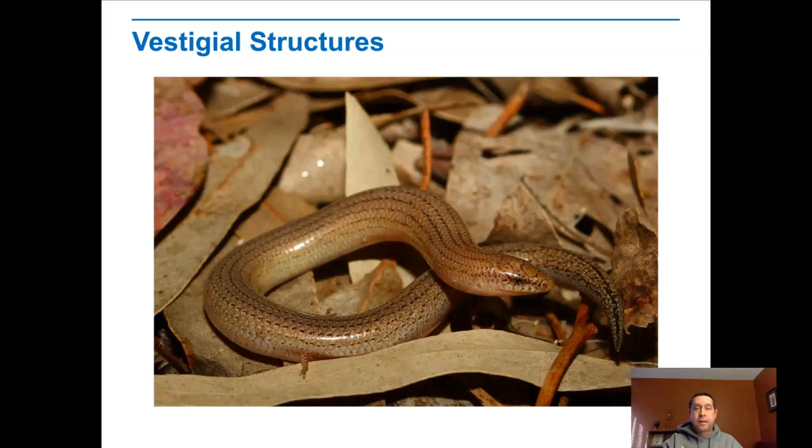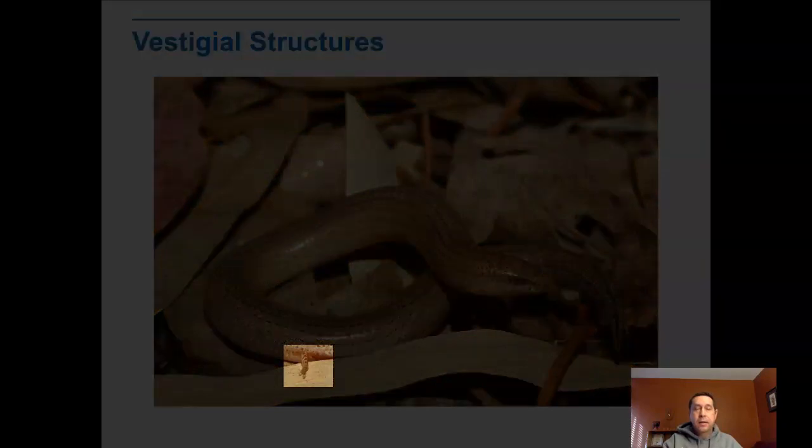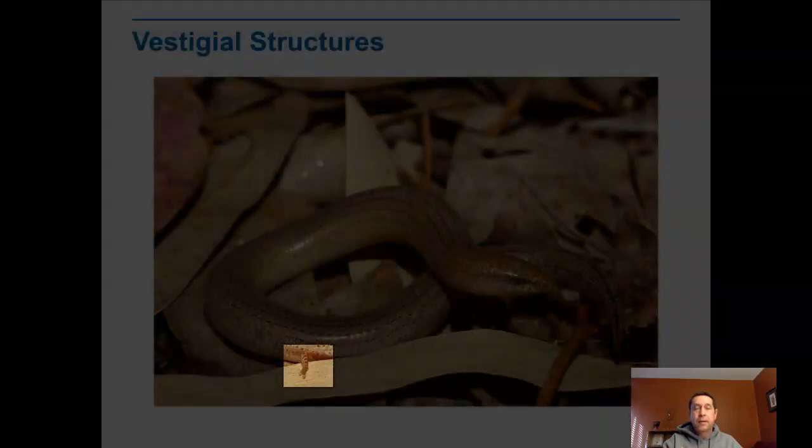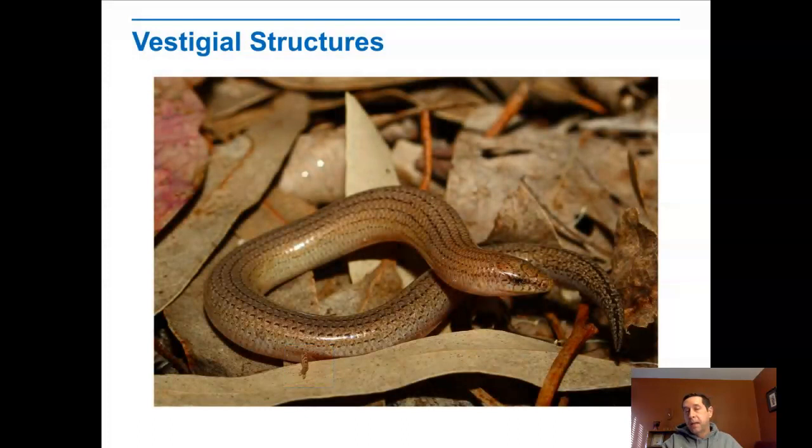Here's a skink with the little tiny legs you can see there at the bottom. So again, they had legs, now they don't, or they don't really work, what's left of them.